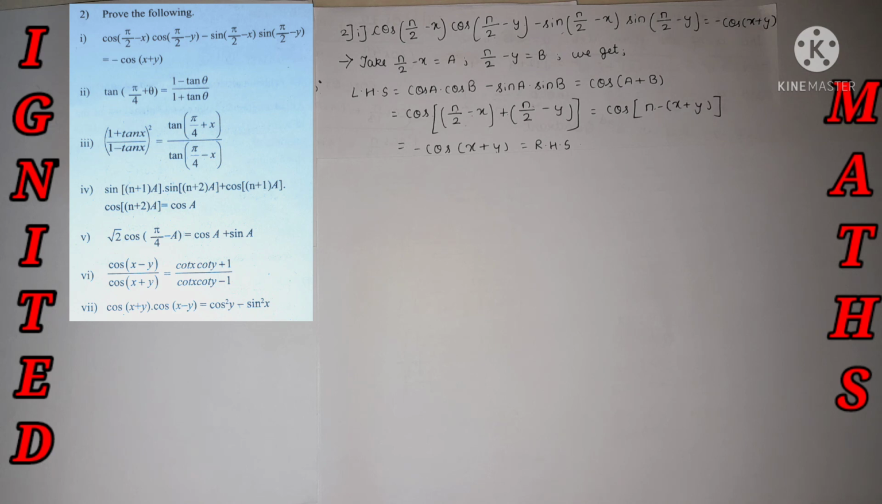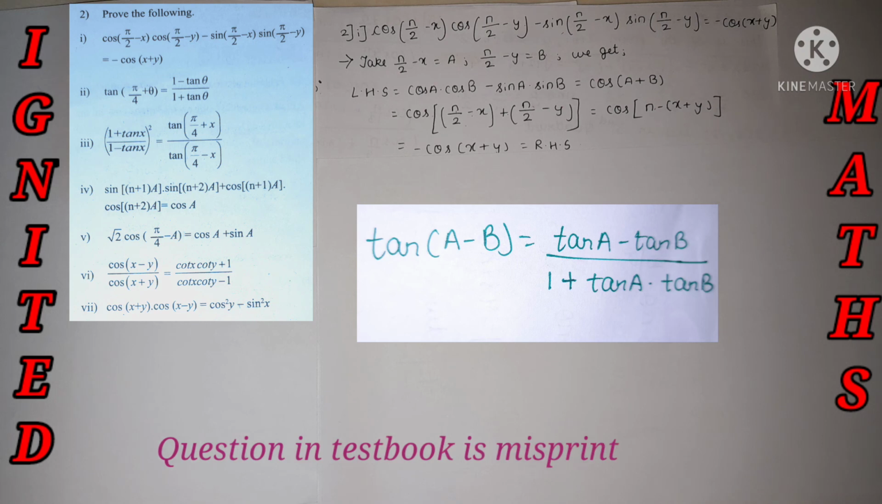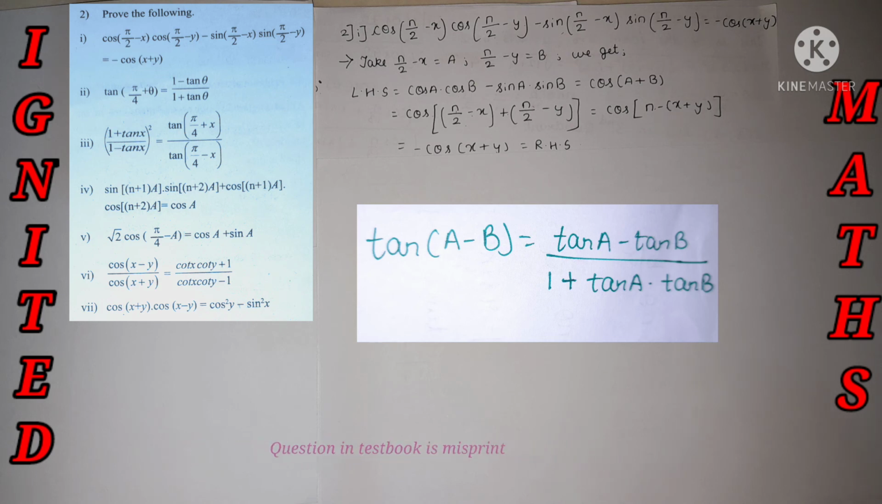Now the second sub question is based on tan pi by 4 minus theta is equal to 1 minus tan theta divided by 1 plus tan theta. Yes, in which we can use the formula of tan of a minus b: tan a minus tan b divided by 1 plus tan a tan b. Tan a is nothing but my tan pi by 4. Tan pi by 4 is equal to 1. Yes, in which we will get the RHS value.